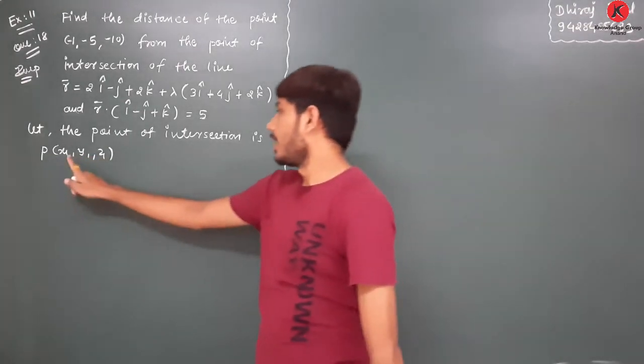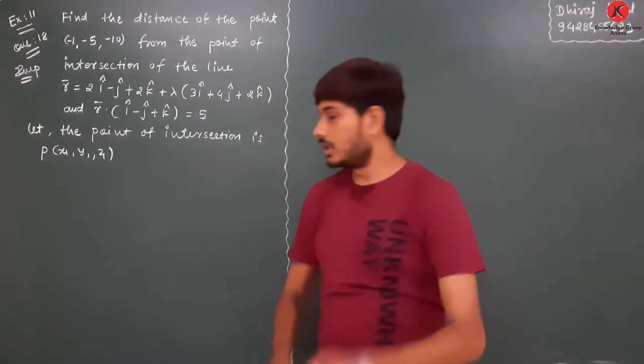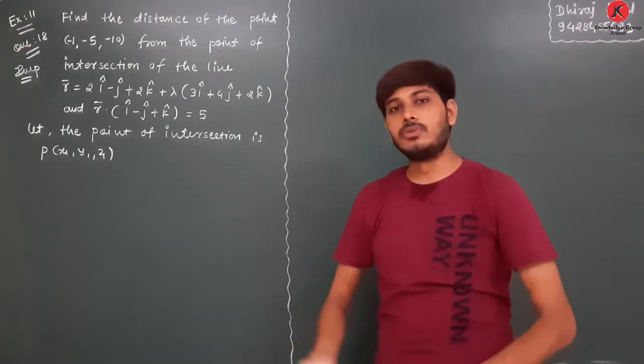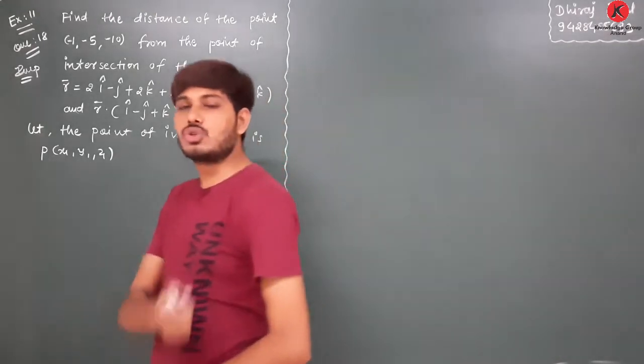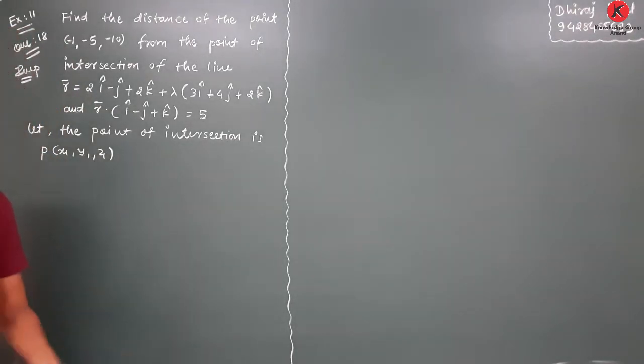In this point x1, y1, z1, three variables are there. First of all, we have to convert three variables into a single variable. How is it possible?